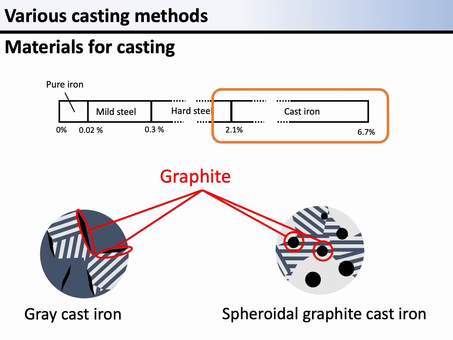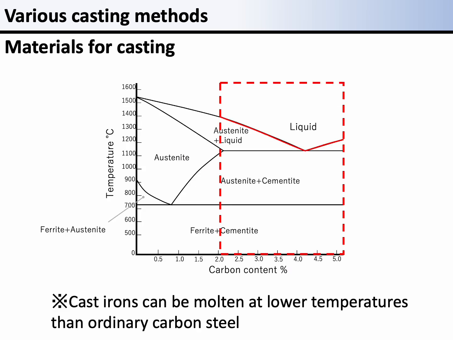Not all steel materials can be used for casting. Cast irons, such as gray cast iron and spheroidal graphite cast iron, are used. Cast irons have higher carbon content, and they are harder and more resistant to wear than other ferrous metals. They can also absorb vibrations well. So, they are used for machine tool tables and frames. Cast irons can be melted at lower temperatures than ordinary carbon steel. This feature is more preferable for casting.